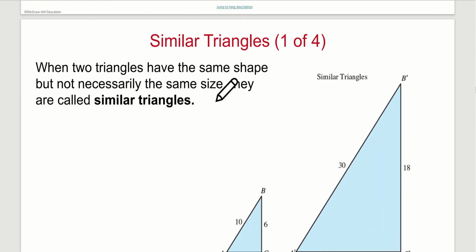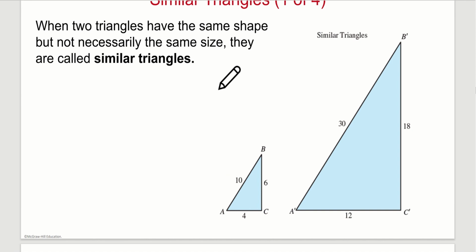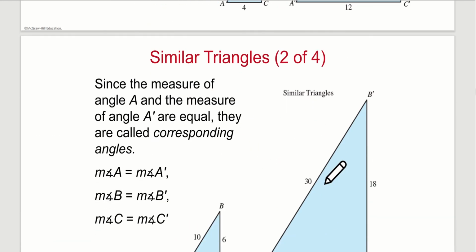The next concept we're going to talk about is that of similar triangles. Two triangles that have the same shape but not necessarily the same size are called similar triangles. So if we look at this triangle here, ABC, and compare it to triangle A prime, B prime, and C prime, obviously this triangle is smaller than that one, but the ratios and the proportions and the overall shape looks to be the same, other than just one's larger than the other. Okay? And we call that similarity.